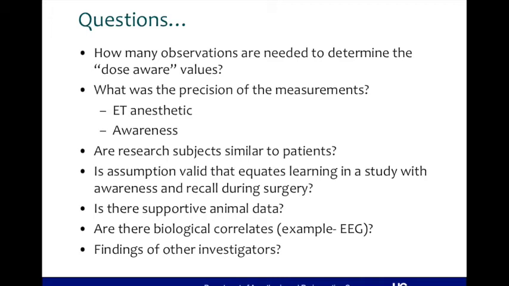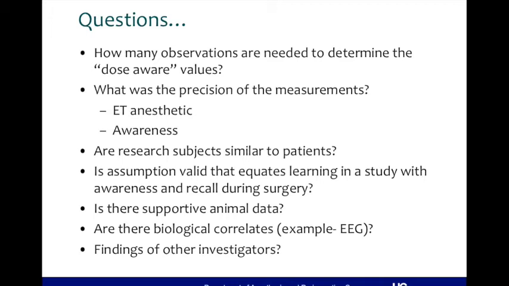Then another valid question is, this may be true of research subjects, but are research subjects really similar to patients? I mean, patients presumably are sick, they're having surgery, so this is a different condition. So is the assumption valid that equating learning what you're told during the process of a study is similar to becoming aware that you're having surgery on your body and that you're in an operating room and supposed to be asleep and you aren't?